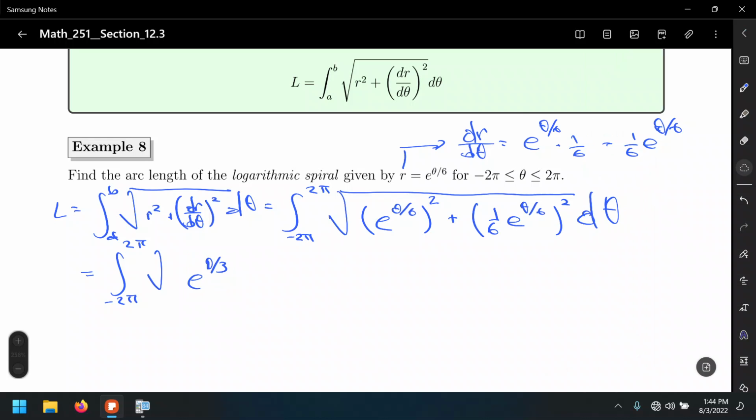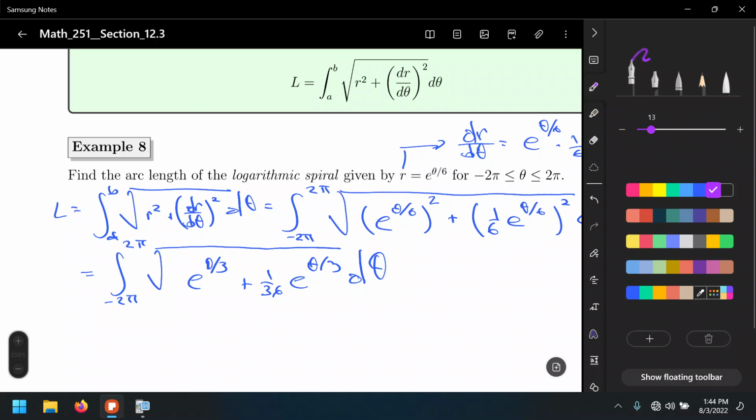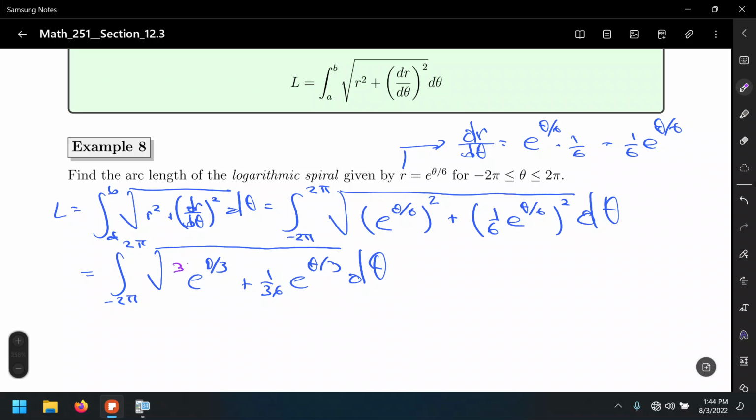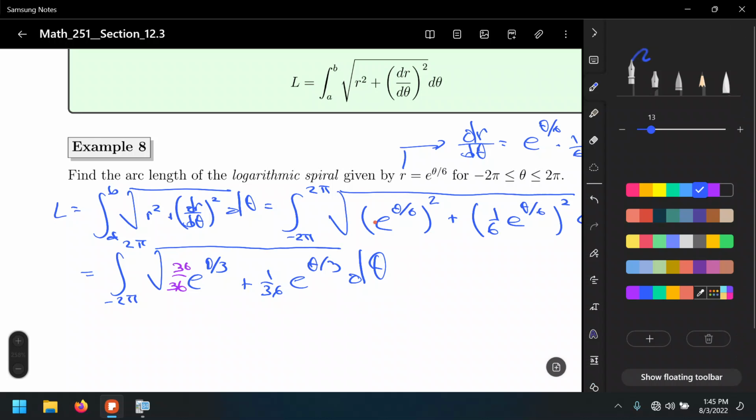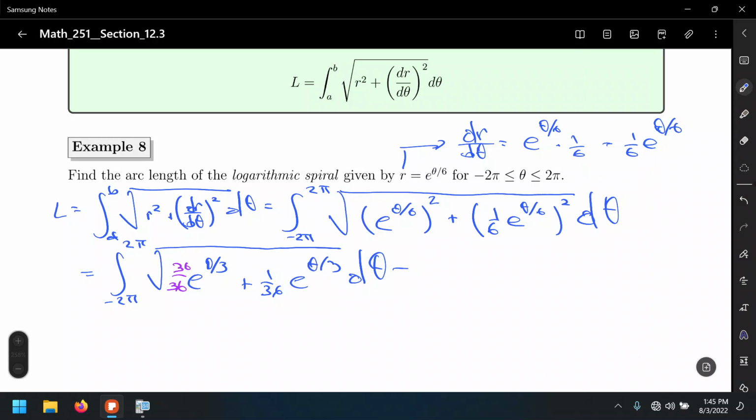That will reduce to plus 1 over 36, because we square also the coefficient, e to the theta over 3. And these two are like terms, all right? How about LCD 36 over 36? So 36 over 36 plus 1 over 36, isn't that 37 over 36? And I'm going to write it in the following format for a good reason, you'll see. That's the integral from negative 2 pi to 2 pi.